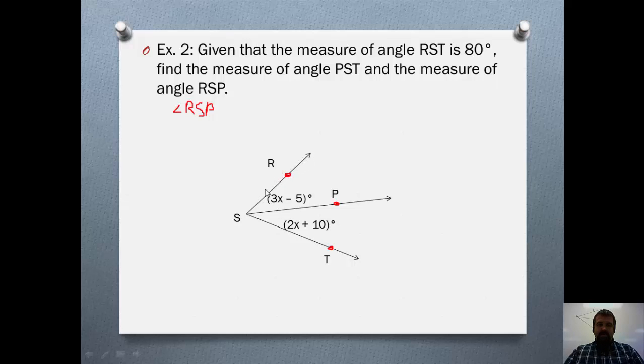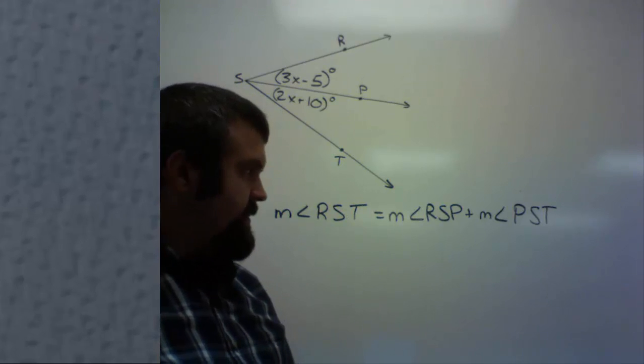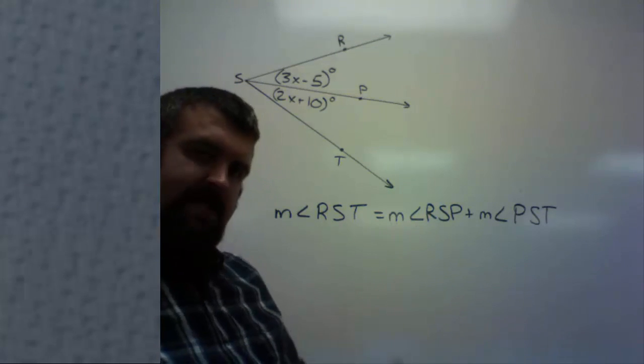But I see that this angle RSP is labeled as 3x minus 5. I see that angle PST is labeled as 2x plus 10. I need to find x. Well, find the measure of angle PST and the measure of angle RSP. I don't even care about x in the long run, but if I know x, I can answer those just by plugging it in. My thought is, hey, we just talked about angle addition, so what if I added this angle to equal the large angle? Well, I need to know what the measure of angle RST is. Luckily, it says it right here. This is angle addition postulate written out in equation form for this specific example.